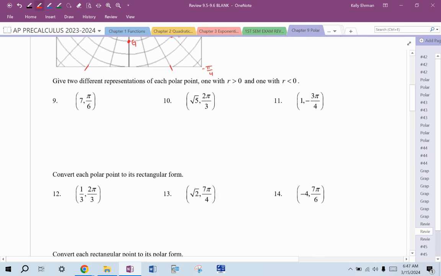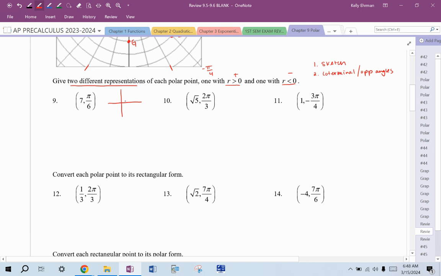Give 2 different representations for each polar point. One needs to have a radius positive, and one needs to have a radius that's less than 0, so negative. So I think it's a good idea to sketch the angle. And then the second thing is to think about coterminal angles and opposite angles. So what do I mean by that? The sketch is really helpful.